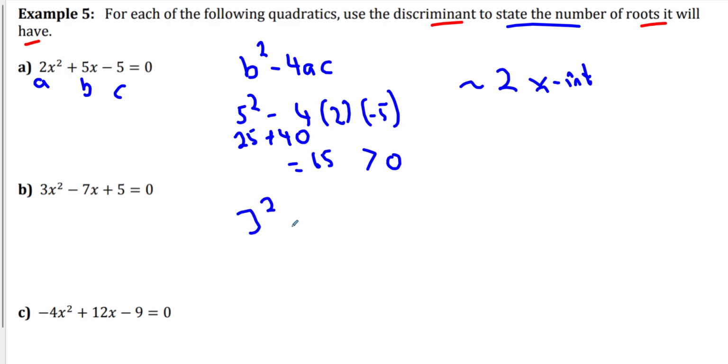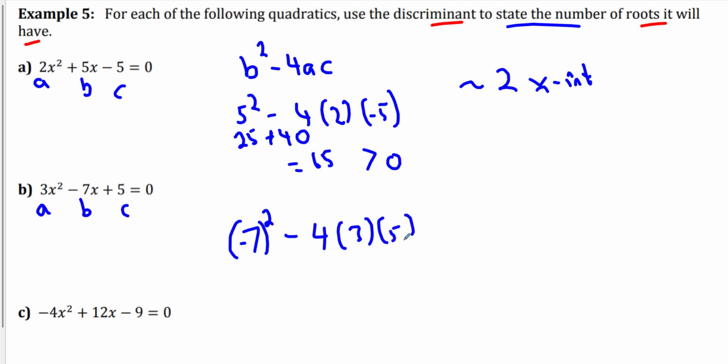3 squared. Oh no, sorry, it's not 3. What am I doing? a, b, c. So 7 squared. Remember, whenever you square anything, it becomes positive, so just don't mess that up, please. Minus 4 times 3 times 5. That's 49 minus, what's 4 times 5? That's 20. 20 times 3, 60. 49 minus 60 is clearly a negative number, like negative 11 or something. So that's less than 0. So this will have no x-intercepts.